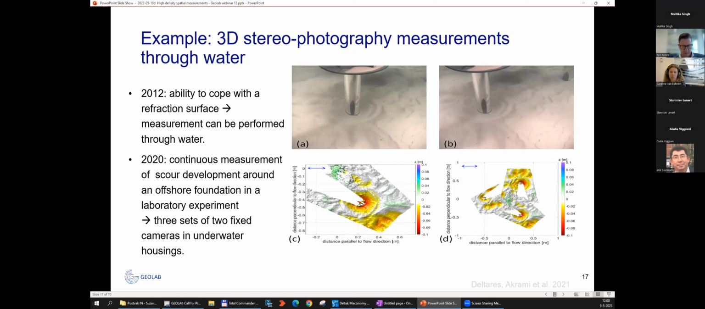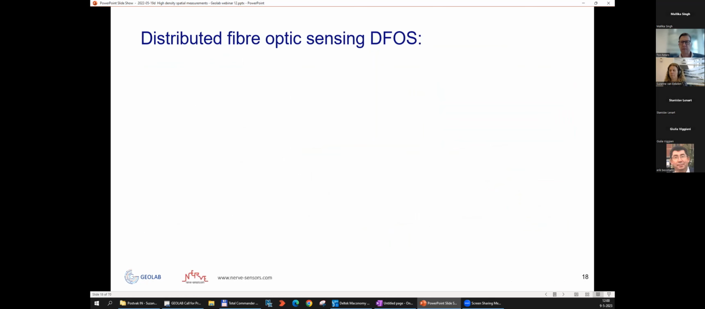And for this, we needed 3 sets of 2 fixed cameras in underwater housing. And then you see we have a perfect three-dimensional picture of the deformations in time due to scour. So far, PIV. I will continue with optic fibers.